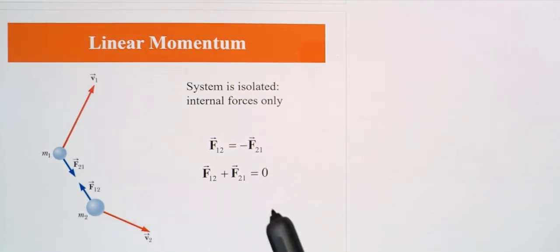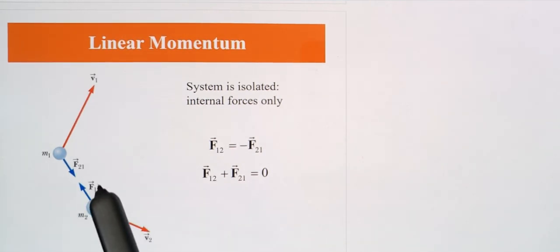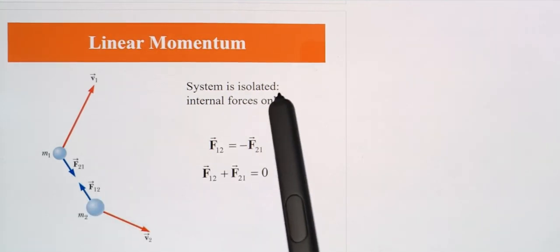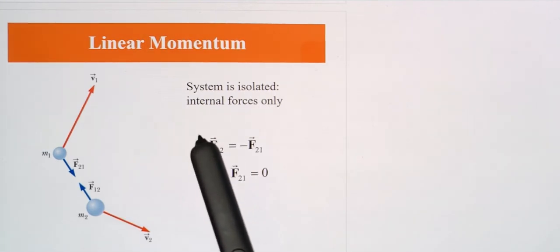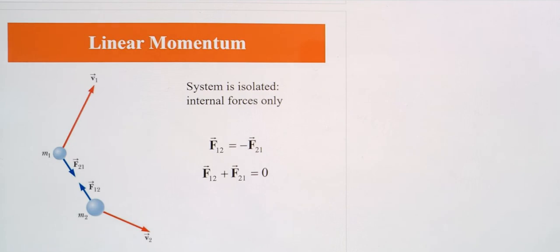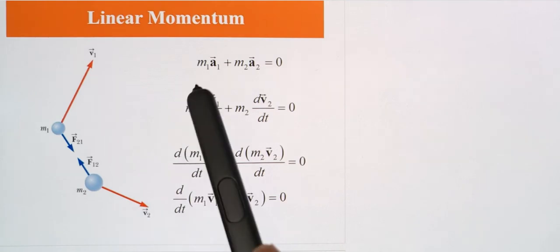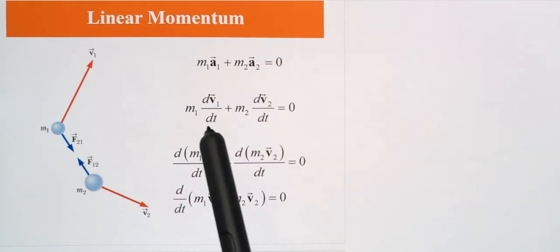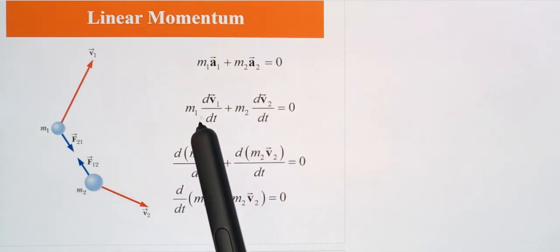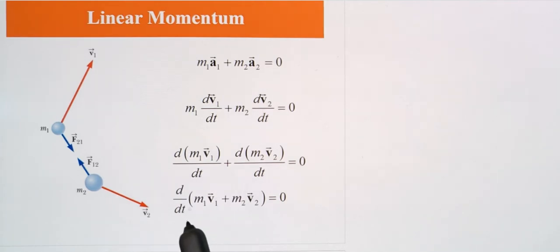Now let's understand from where we have this conservation of linear momentum. We start from Newton's laws. If the system is isolated, then we are talking about internal forces only. So every action has an equal and opposite reaction. So the summation of forces, the net force acting on the system, must be equal to zero. What is the force? It is m multiplied by the acceleration. But what is the acceleration? Well, it's the change in velocity with time. So we rearrange our equation and we call this quantity linear momentum.